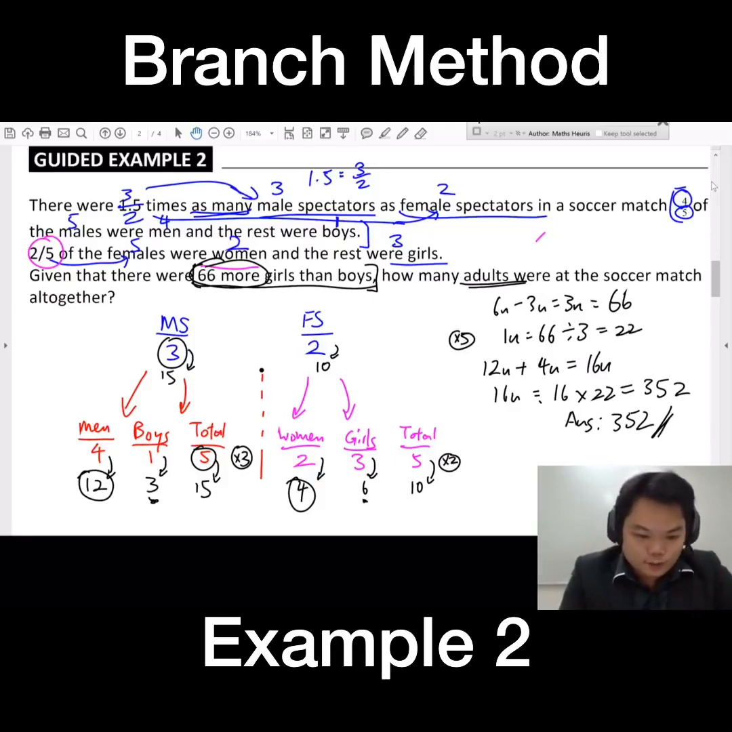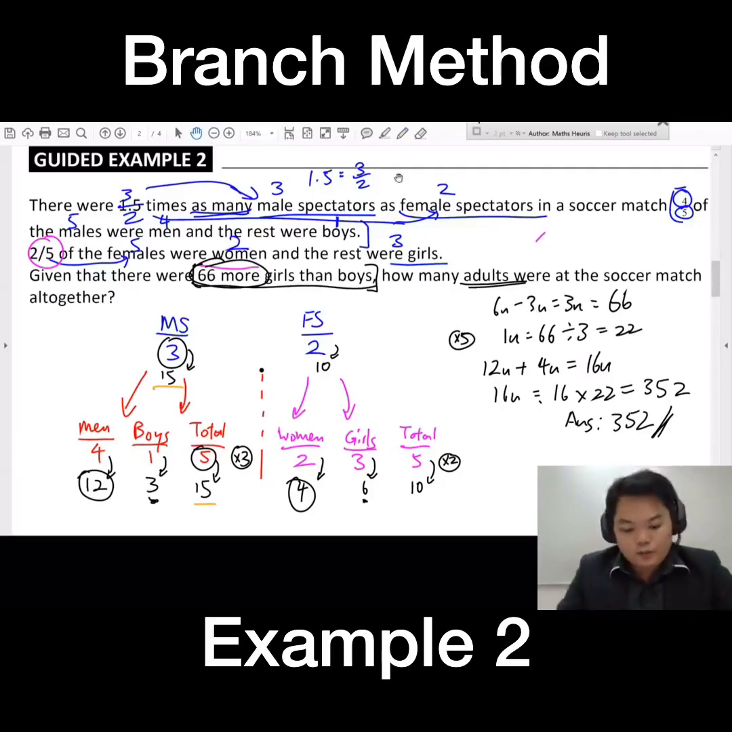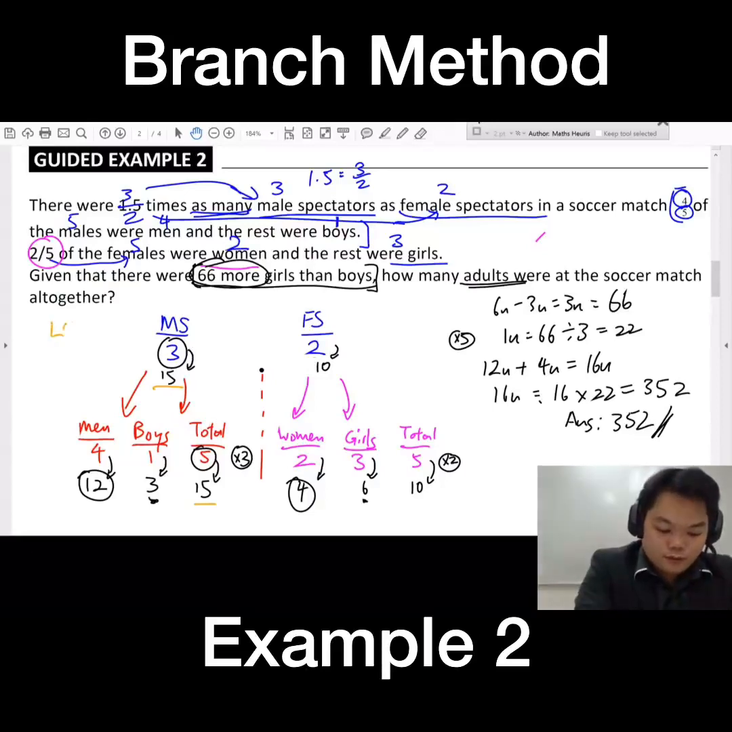So for Janet, you are asking why 15. I'm presuming it's this 15 here. The reason is, for the male spectators, you have 3 blue blocks. But if you are to draw out the model here, you would have 5 blocks of equal length. You need to make them the same lowest common multiple. Between 3 and 5 is 15. Okay?